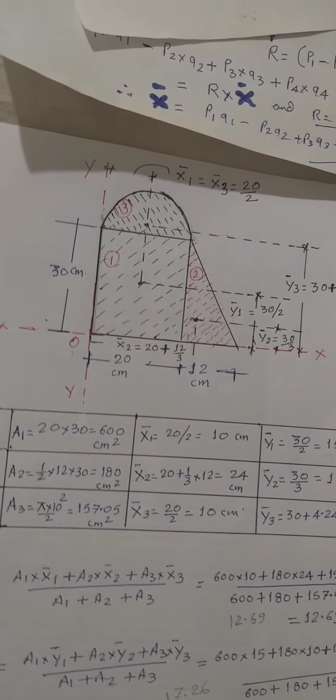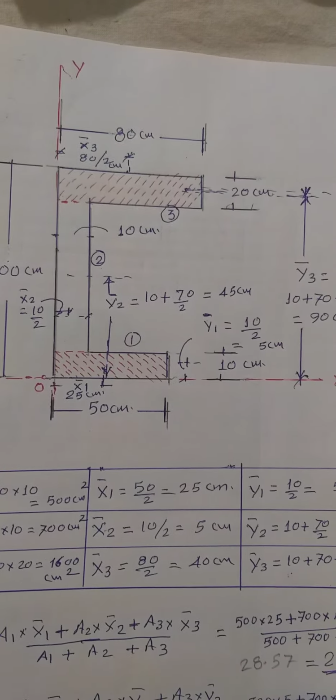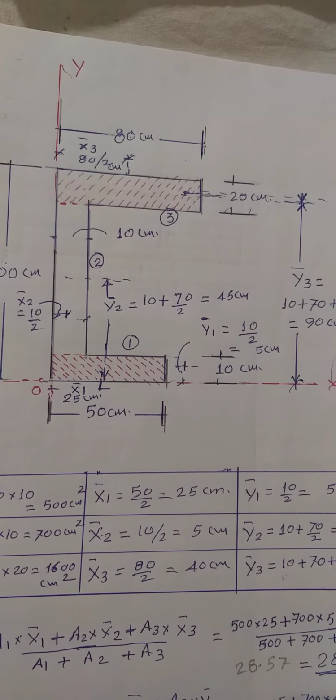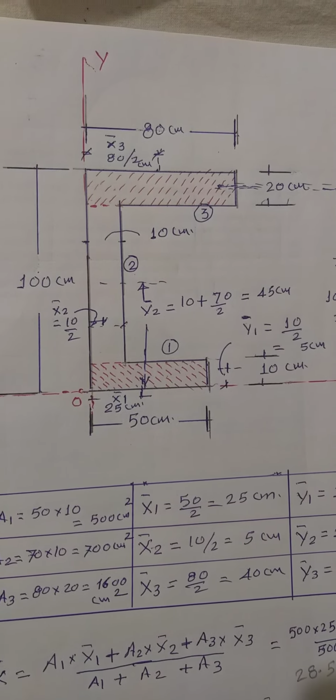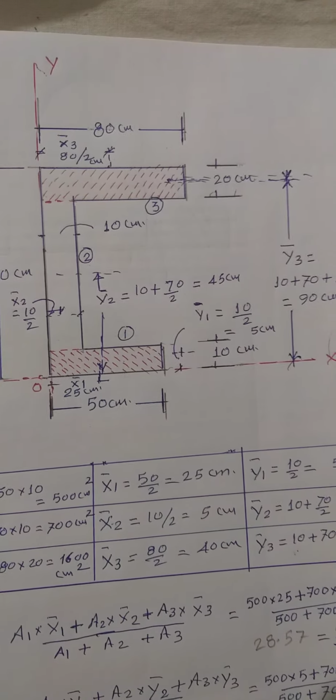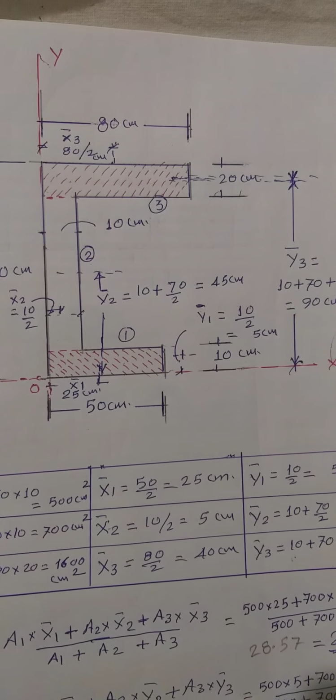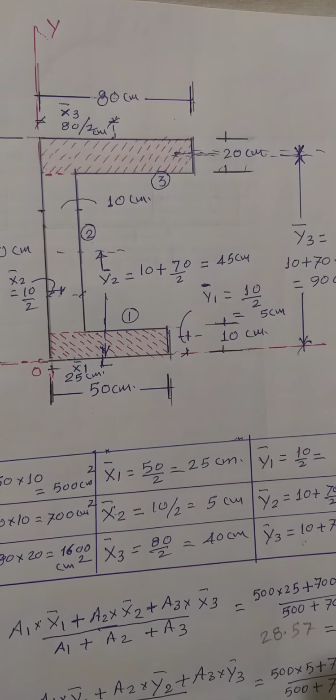Similarly, when we talk about three figures now, this is an unequal channel section, again having three figures. Three rectangle figures are joined together to form a channel section C.